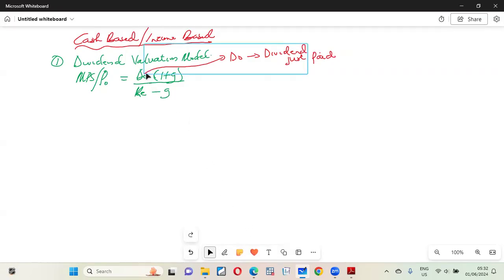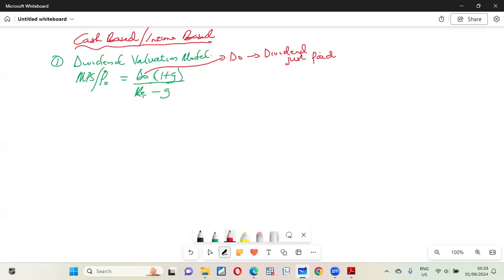So if dividend has just been paid, then it means it is ex-div. If dividend is about to be paid, then it hasn't been paid; that one, we call it cum div. But here, we don't focus on that. In financial management, we look at all those things. But here, what you need to know is that D0 is the dividend just paid.